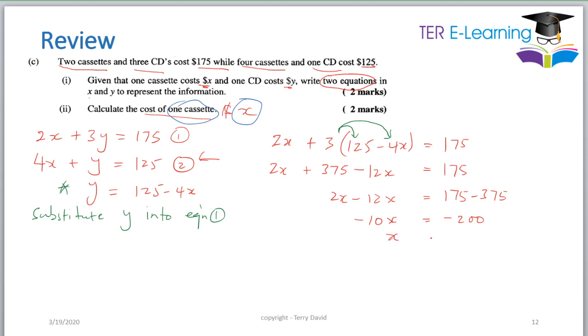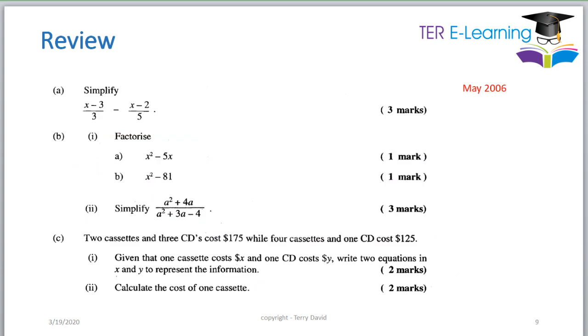Right? So therefore x is equal to minus 200 all over minus 10. So therefore x is equal to 20, right? Because this will cancel with this, so you get 20. And x is really cost of one cassette, so it's really $20. Alright, so that is the solution to May 2006.